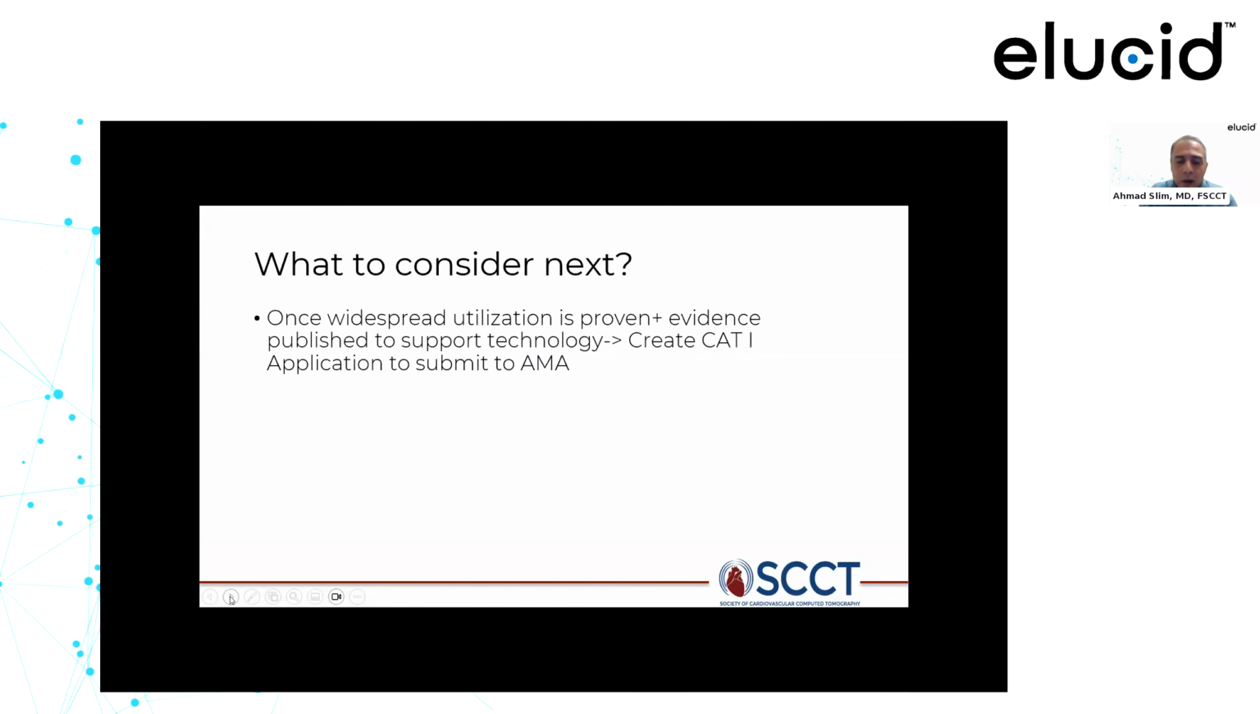Number 2 is easy to accomplish. Number 1 is hard, just simply because depending on the prevalence of disease, the widespread utilization is a moving target. If you're talking about pediatrics and congenital heart disease, that number could be in the hundreds. If you're talking about coronary artery disease, that number suddenly jumps to the tens of thousands to be able to say there's widespread utilization. But once it's done, majority of the time, the societies will monitor this, and once we hit that mark, the societies will sponsor the application that will take it into Category 1.